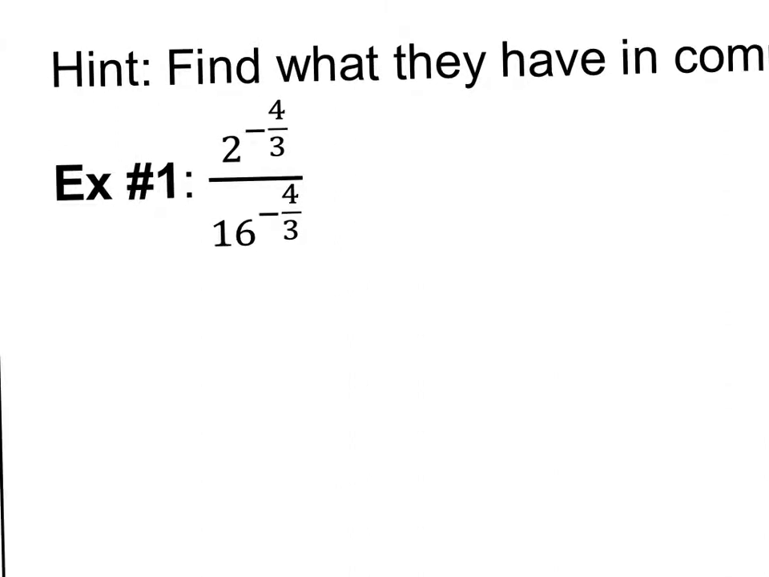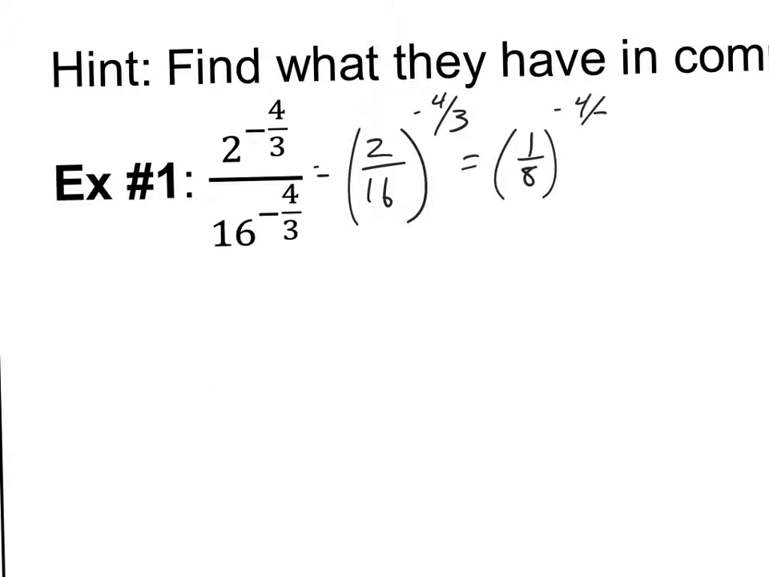So what do they have in common? Well, the thing that they have in common is that they have the same exponent. So that means the first thing I see is that we could write this as 2 over 16 in parentheses to the negative 4/3. Okay, well that obviously reduces to 1 over 8 in the parentheses, negative 4/3. Now what does the negative mean? Doesn't the negative mean that it's the reciprocal, or that we flip it? So really this is the same thing as 8 over 1, or just 8 to the positive 4/3.